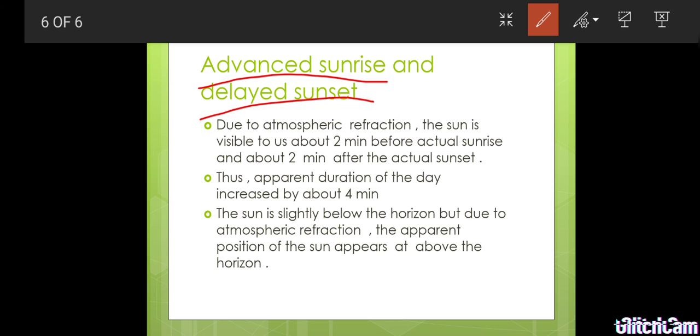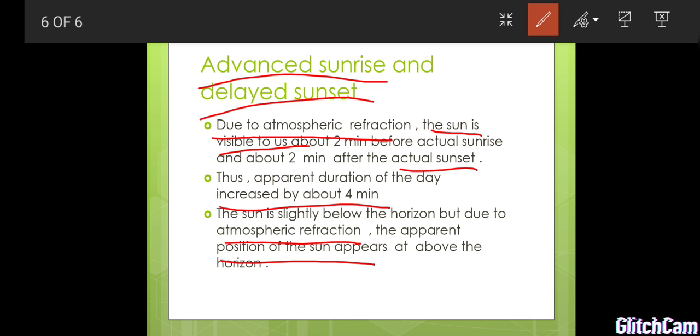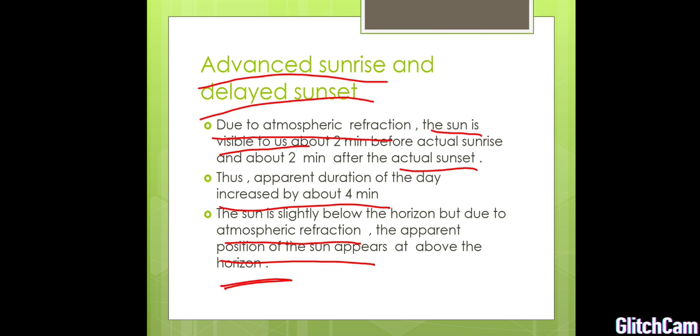This is also due to the refraction of light. Due to atmospheric refraction, the sun is visible to us 2 minutes before the actual sunrise and 2 minutes after the actual sunset. Thus, the apparent duration of the day is increased by 4 minutes. The sun is slightly below the horizon, but due to atmospheric refraction, the apparent position of the sun appears to be above the horizon. Okay, this is also because of the refraction of light. So up to this we conclude, and we will continue in the next class.